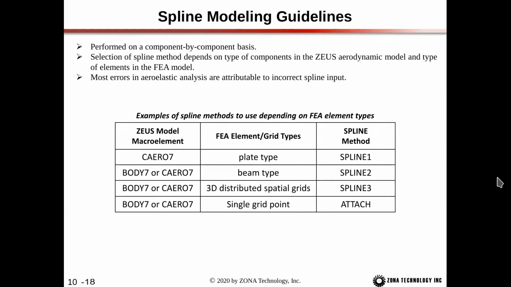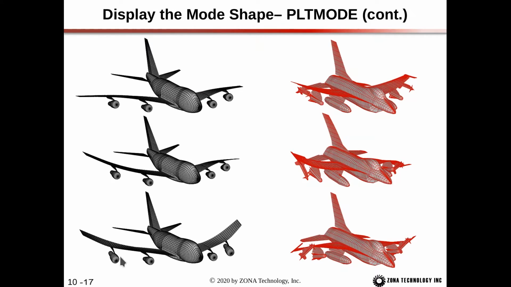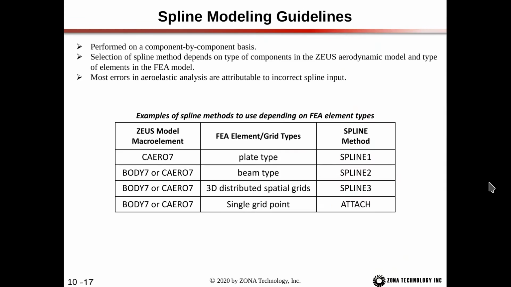So these are some modeling guidelines for the spline. First, you want to perform the spline on a component by component basis. If we go back to the previous slide, for example, this wing, you'll set the spline up for the wing, then you'll go on and set the spline up for this pylon, then for this engine nacelle, and so on. So you'll go component by component.